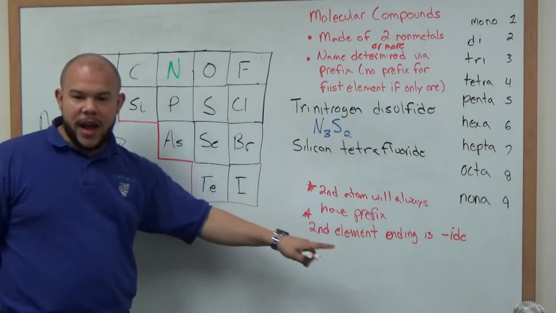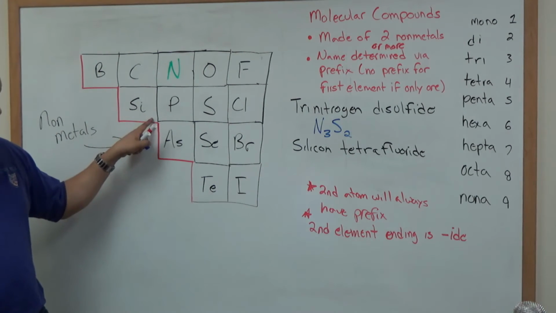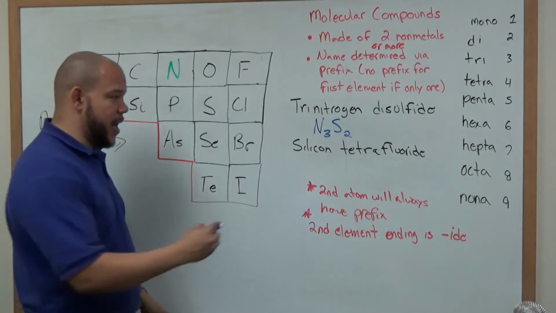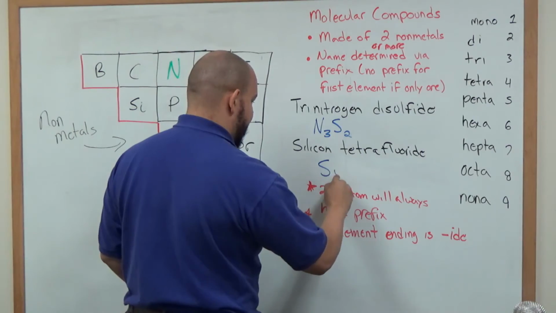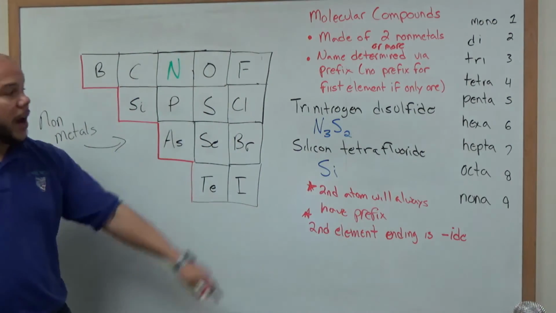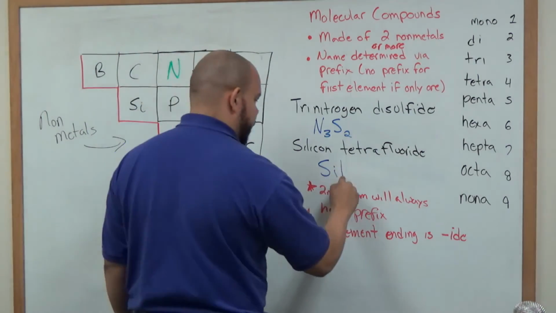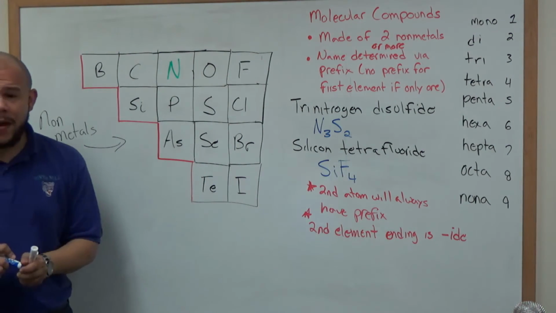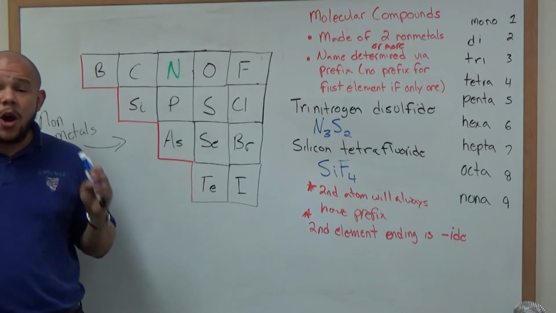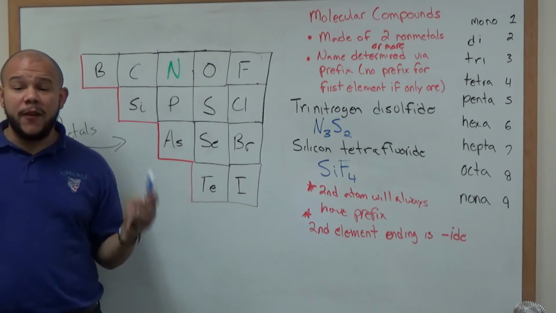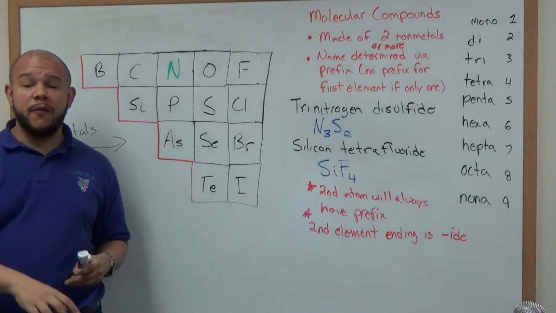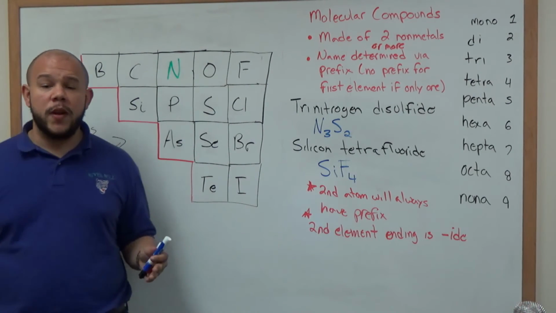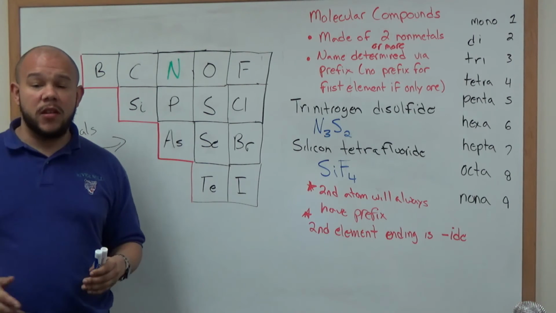Silicon tetrafluoride. Silicon is Si. Fluoride is F. Silicon we only have one of based on the name, so we have Si. Tetrafluoride, that's F4. Now, for molecular compounds, that is all you need to know for nomenclature: writing the formula from the name, writing the name from the formula, and it's a pretty straightforward process. Just be consistent.